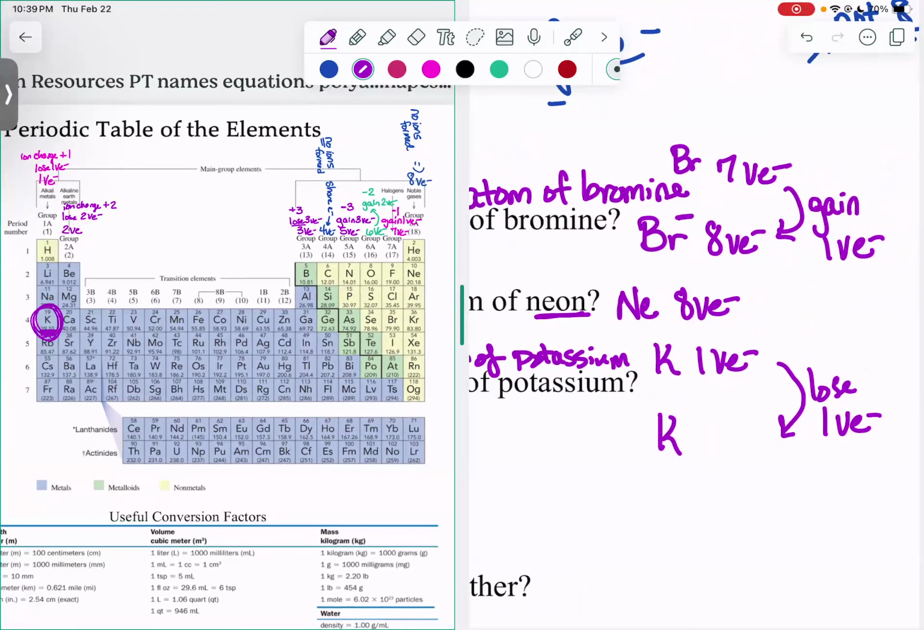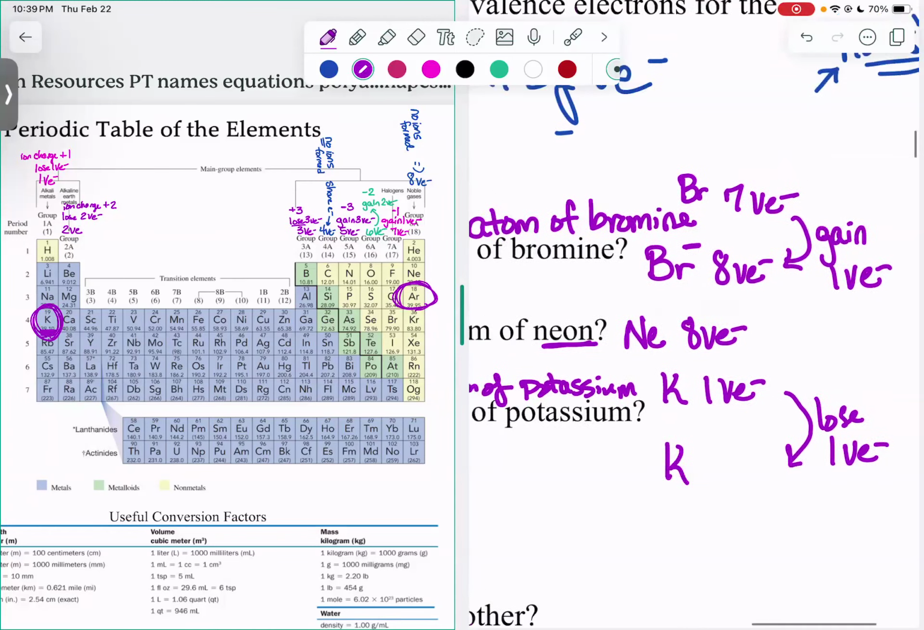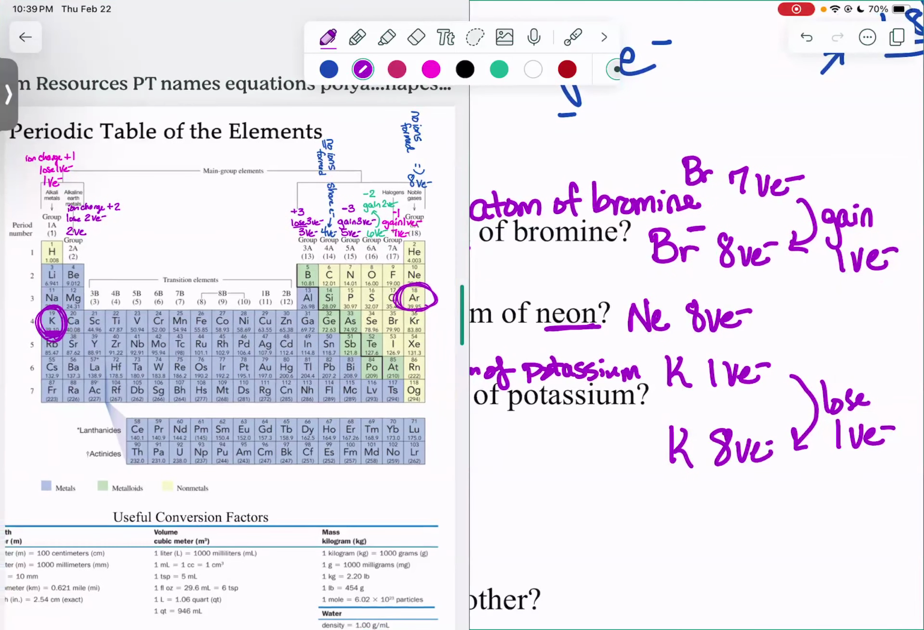If I lose 1, I'm going to look like the element that has 18 electrons. So I come over here and I go, okay, well, argon is in the previous period. It has only 18 electrons. So my potassium ion is going to have 8 valence electrons, just like argon does. And that's what gives it that stable outer shell. And that's what our atoms are always, always, always trying to do.